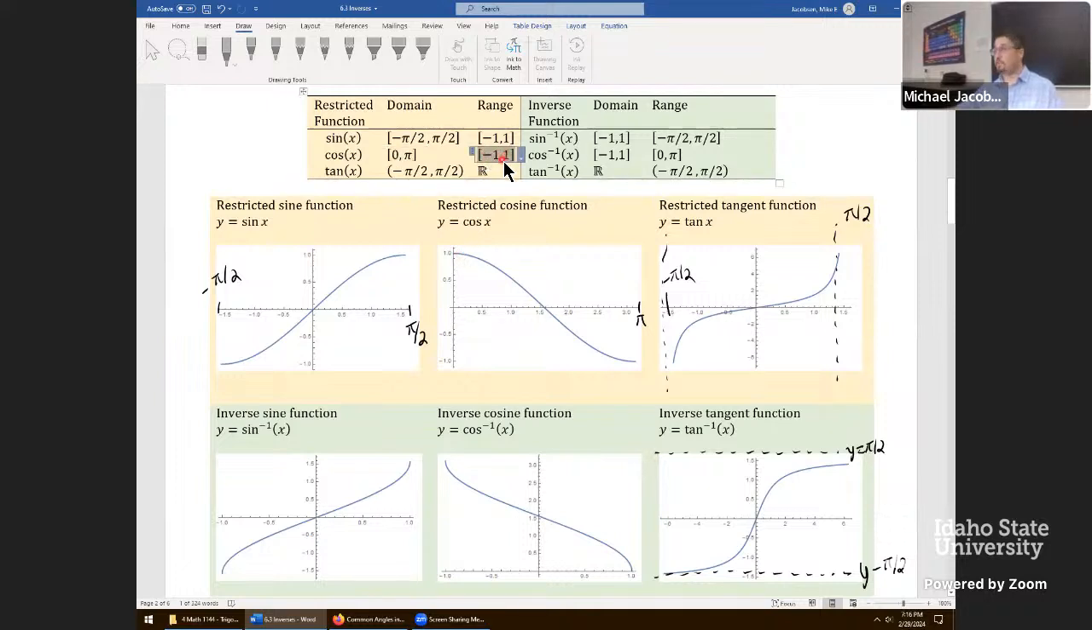And if you convert this to inverse, then everything swaps. The range becomes the domain for the inverse function, and the domain becomes the range for inverse cosine. So we have that common swapping for domain and range, input and output. But the picture down below is the reason why suddenly everything is different for the cosine function.